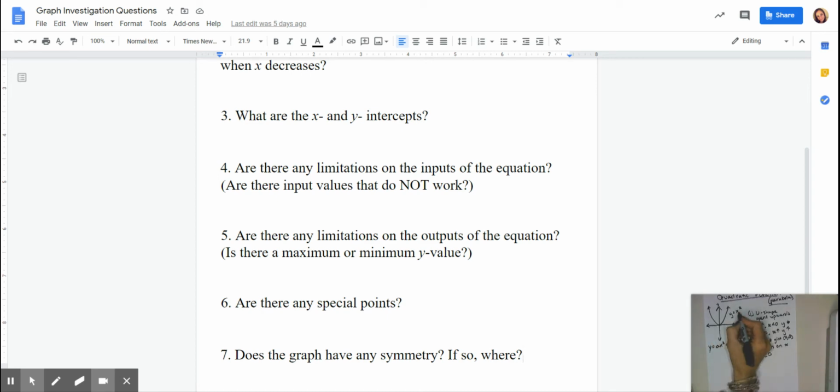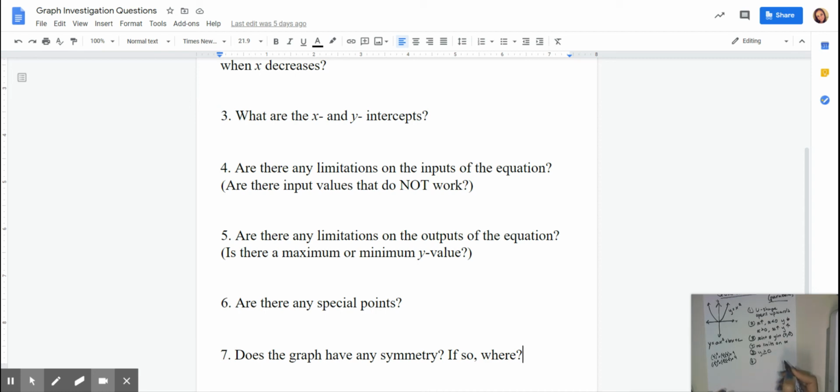And that makes sense because remember, whenever we're squaring a number, it's always positive. 3 squared is 3 times 3, or 9. And then negative 3 squared is negative 3 times negative 3, or also a positive 9.